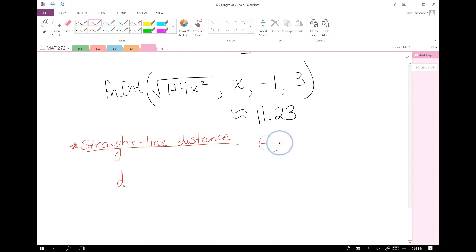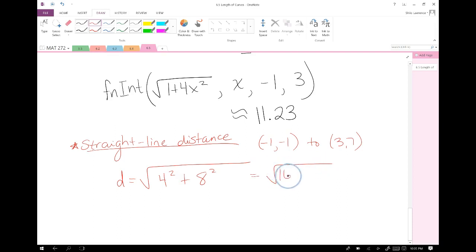This is going to go from (-1, 3) to (3, 7). So remember, for straight line distance, we find the difference in our x-coordinates. 3 minus -1 is 4, and we square it. And then the difference in our y-coordinates, 7 minus -1 is going to be 8, and we square it. So that's going to be 16 and 64, which is square root of 80.